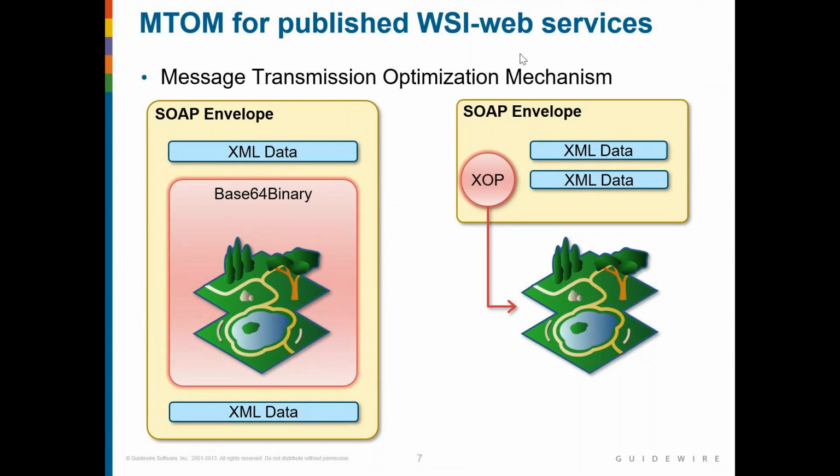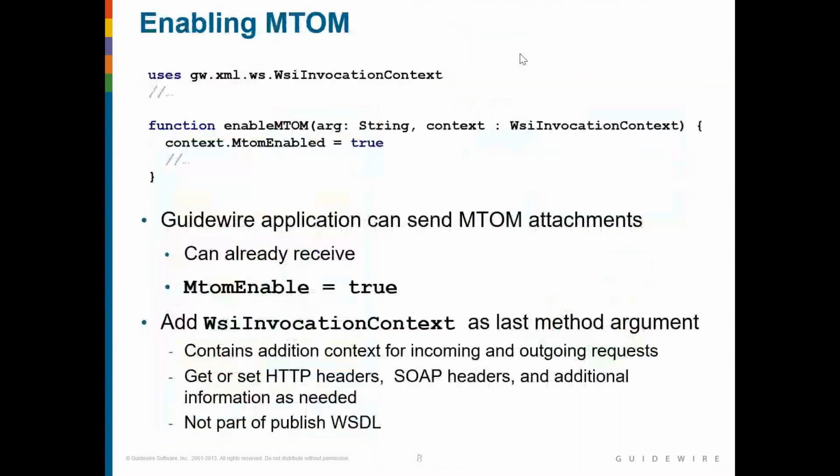So they are saying how the MTOM can be enabled. Guidewire can send the MTOM as attachments. There is a property called MTOM enabled, which needs to be set to true. In the WSI invocation, you just set it to true, and this will make it MTOM enabled. Generally it's not very common, we don't use it regularly, they have just explained it here as a concept.